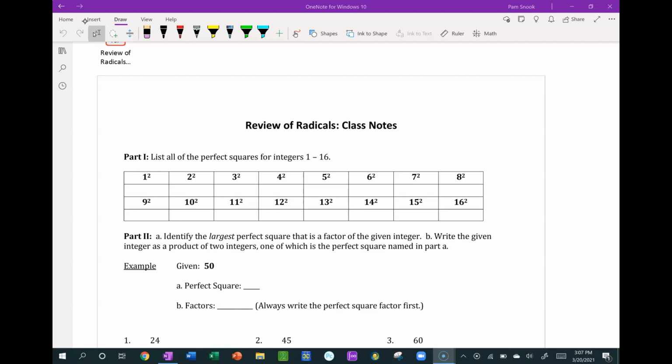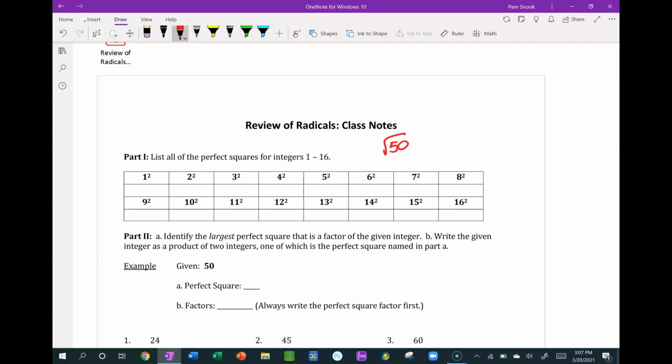The first thing we're going to do is simplify radicals, and then we're going to do some operations with radicals: adding, subtracting, multiplying, and dividing. So the first thing for simplifying radicals would be if you were trying to find the square root of 50. I'm going to show you two ways to do this. The first way is to find the largest perfect square that is a factor, and the other way is using factor trees.